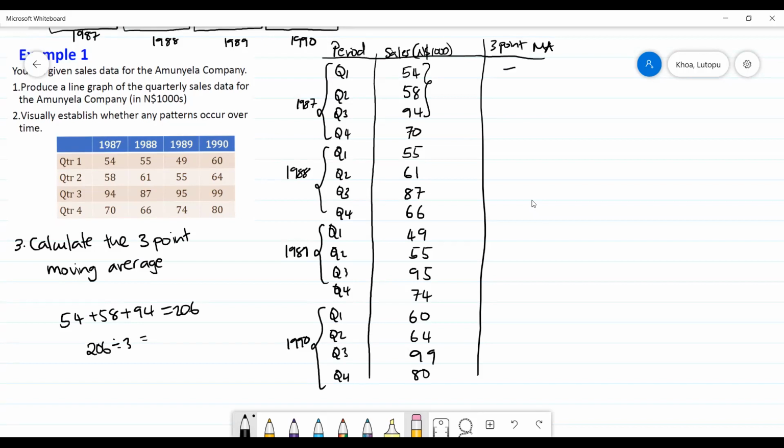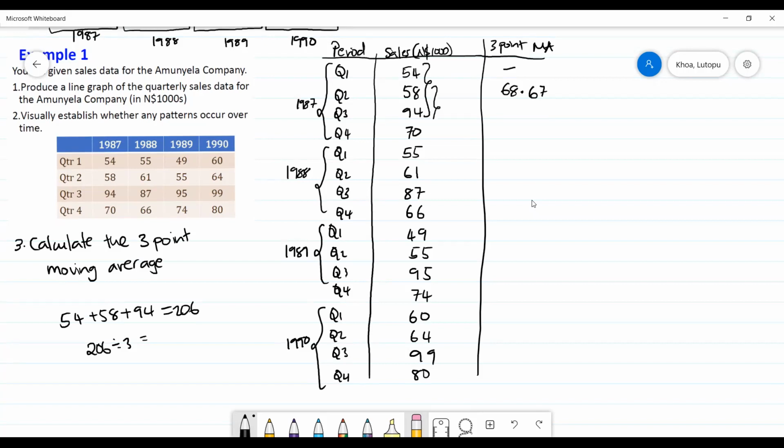And then over here, you write 68.67. So it's exactly halfway between those 2 points. So if you're looking at the 5-point moving average, then you would write it at 0.3, because at 0.3, there's 2 above and there's 2 below. And then you continue in the same manner.